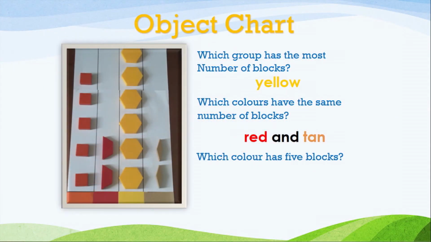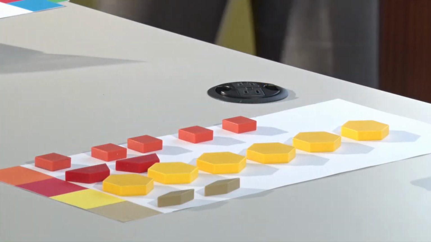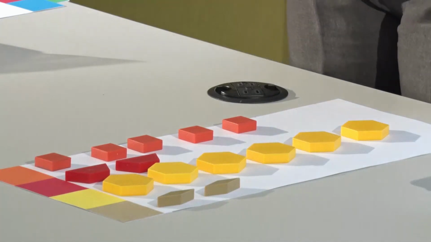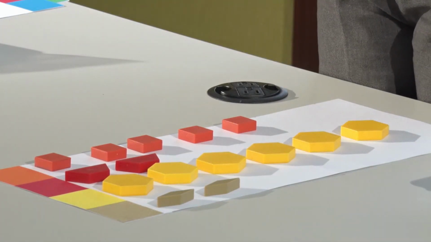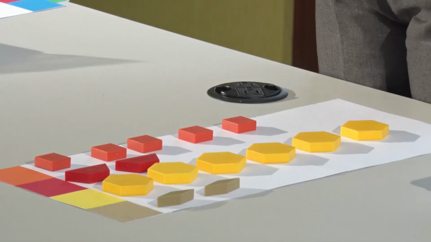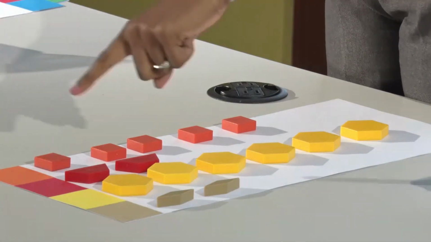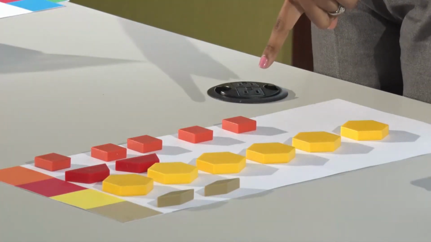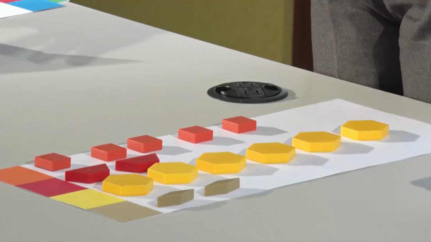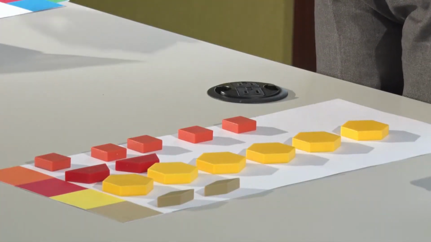Which color has 5 blocks? So we have to count to see which color has 5 blocks. We'll begin with the orange. 1, 2, 3, 4, 5. That was way too easy. So orange has 5 blocks.